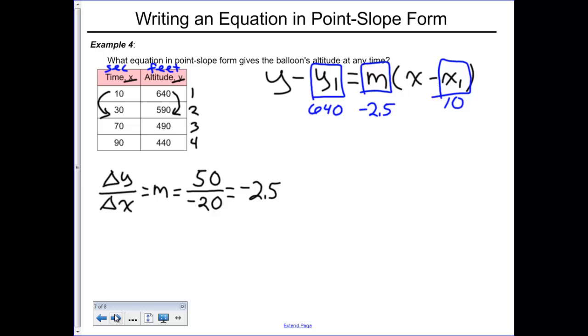And all I got to do now is write my whole equation. So y minus 640 is going to equal negative 2.5 times x minus 10. And that is my equation in point slope form. The only thing that would be different is if I chose a different point other than the 10 and 640. The negative 2.5 for slope would still be the same, it'd just be the x values would be different.